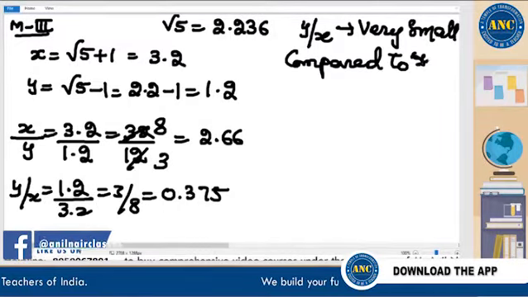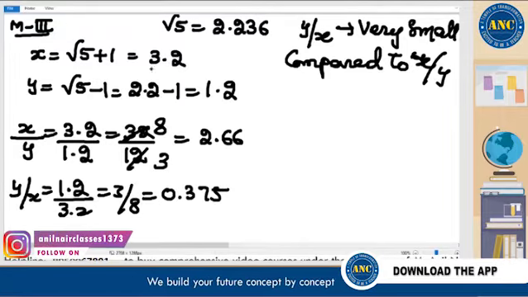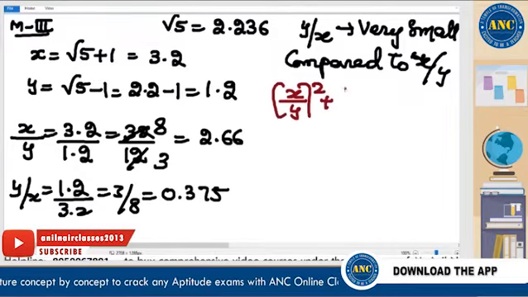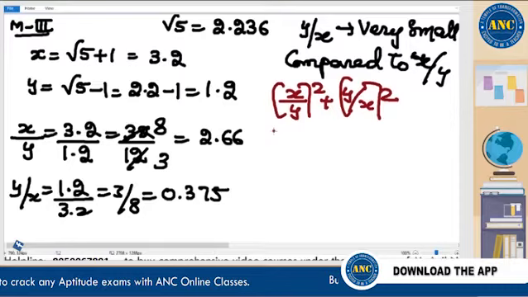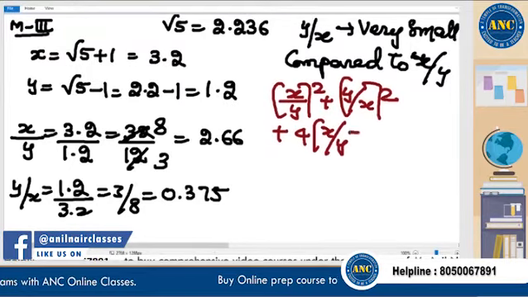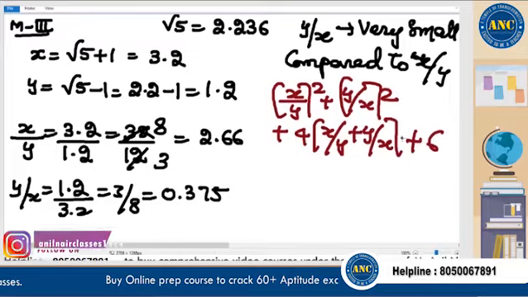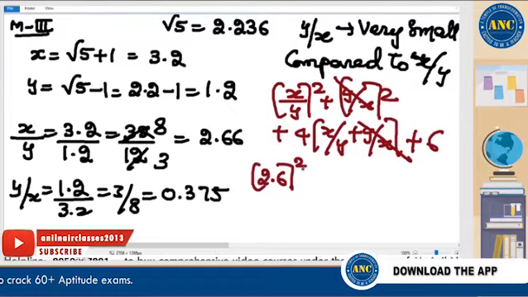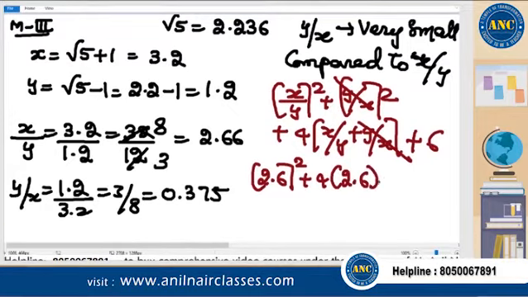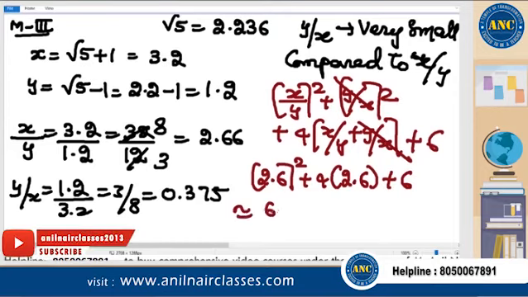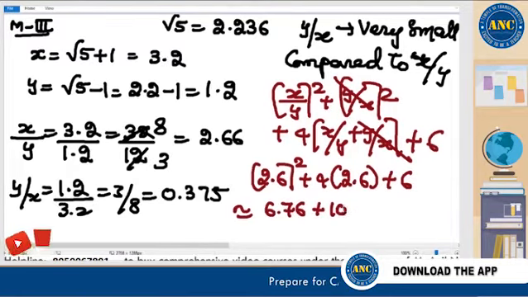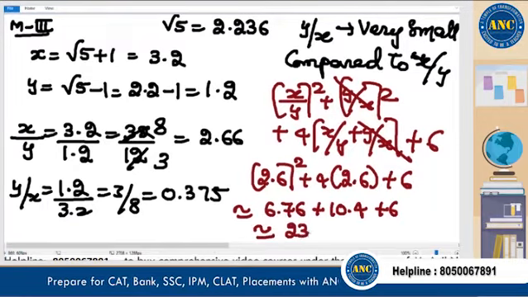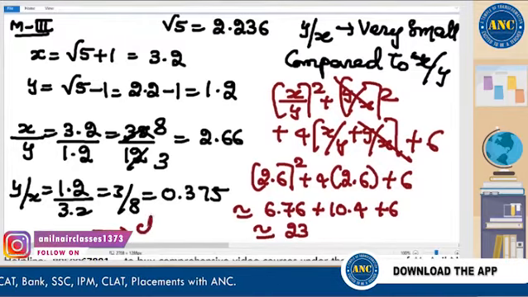So what we can do is, we can eliminate y by x. So the question is nothing but x by y whole square plus y by x whole square plus 4 into x by y plus y by x plus 6. y by x we can eliminate it. So x by y is nothing but 2.6 whole square plus 4 into 2.6 plus 6. They are all approximate values. It is nothing but 6.76 and it is nothing but 10.4. It is nothing but 6. So it is just close to 23. So the answer should be very, very close to 23.